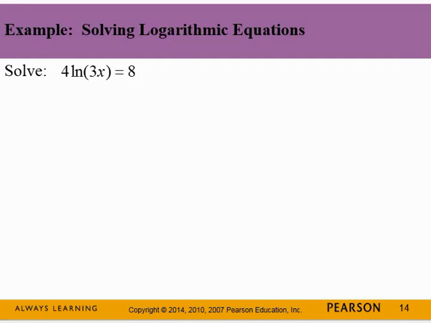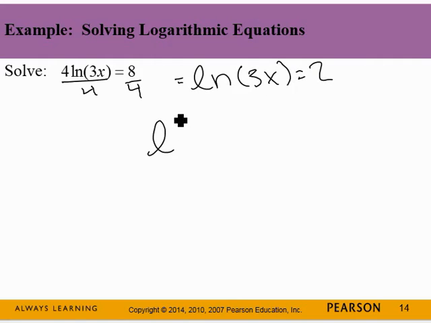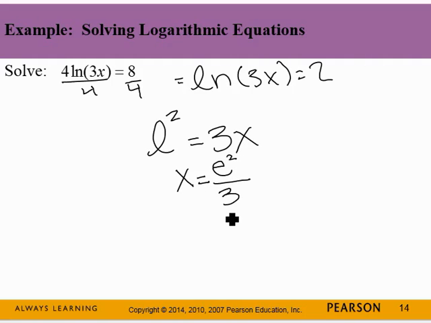We have 4 ln 3x equals 8. So if we divide everything by 4 to simplify it, we're going to have e squared equals 3x. That's the rule for your ln. I know my L and my E look the same, sorry. So this means my x is going to be e squared over 3.